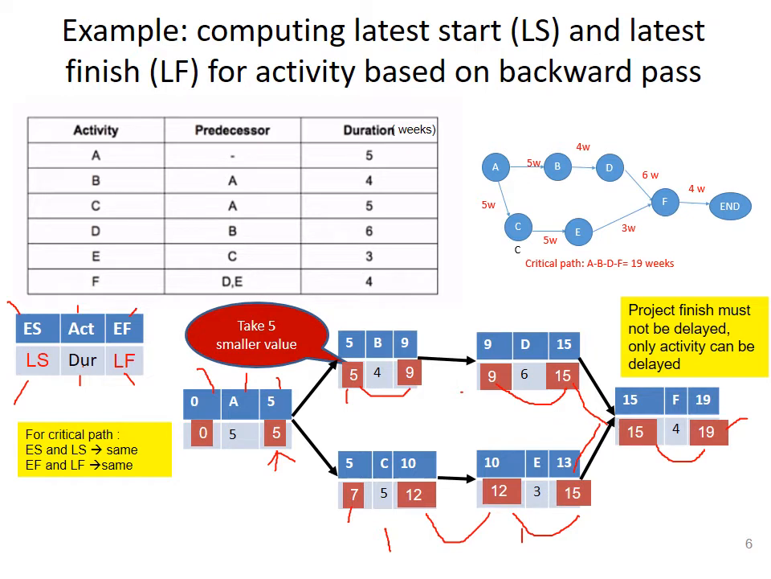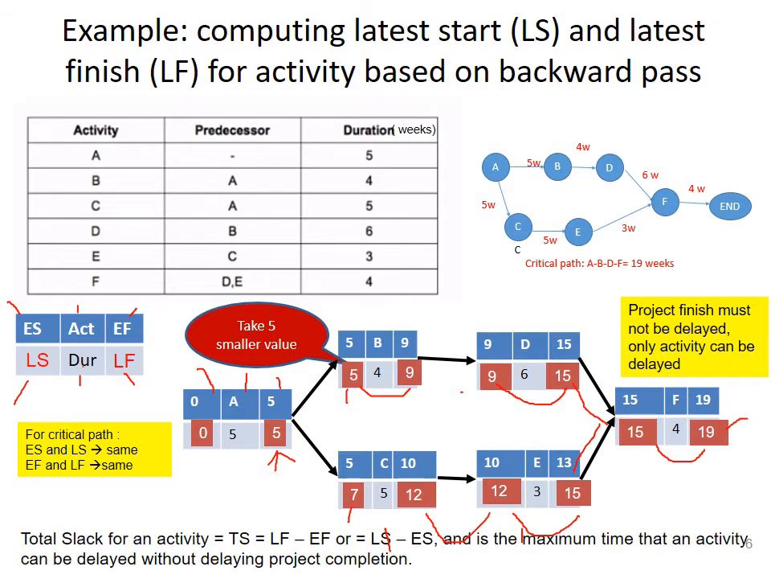Bermakna aktiviti C boleh berlaku delay. Sama ada you nak mula lambat sikit 2 minggu ataupun you nak habiskan aktiviti C lambat sikit 2 minggu. So 2 minggu itu ialah total slack time. Okay, masa yang dibenarkan untuk delay tanpa menjejaskan the whole project duration. Okay, so formula dia ialah total slack for an activity ialah LF minus EF ataupun LS minus ES. It would give the same answer. Okay.